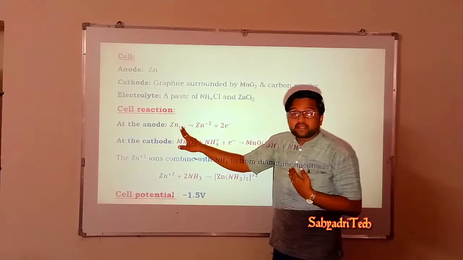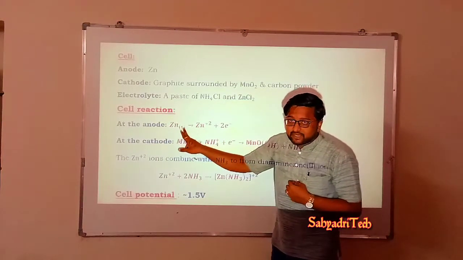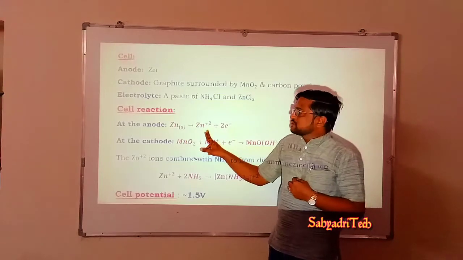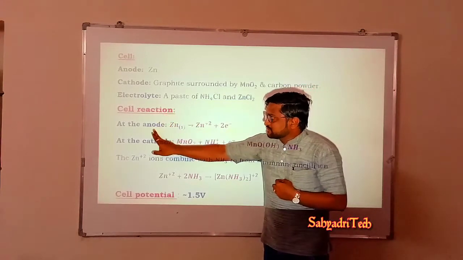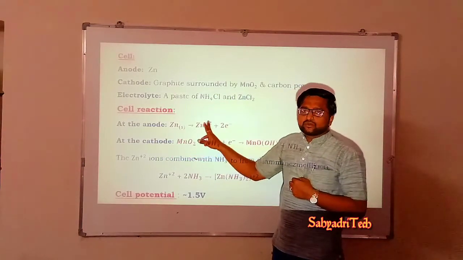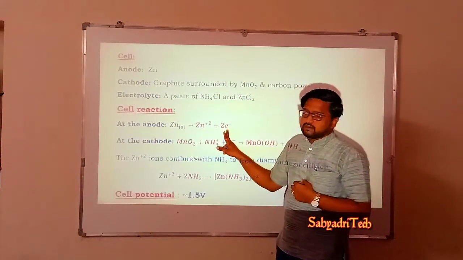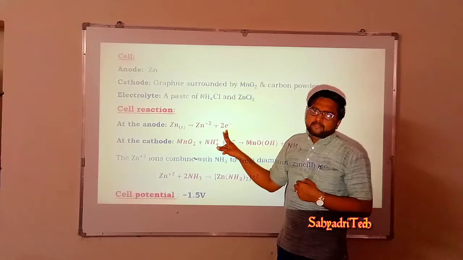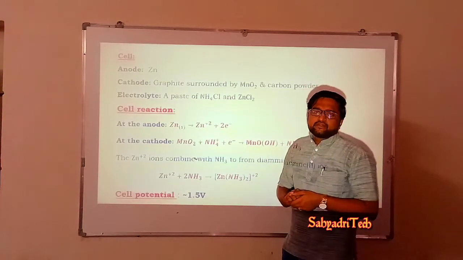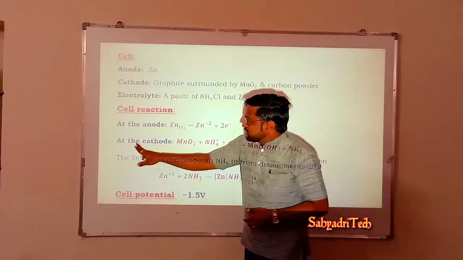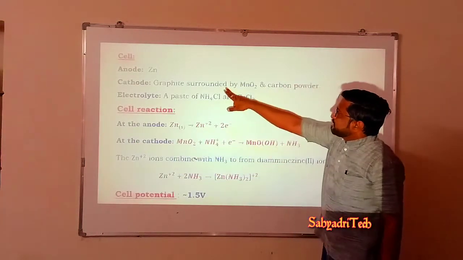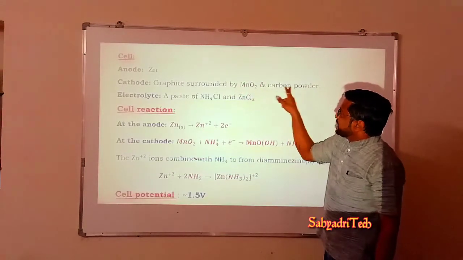Zinc atoms of the container undergo oxidation by losing 2 electrons. So when I consider the cell reaction, what I can say is, at the anode Zn gives rise to Zn2+ plus 2 electrons. So that is the reaction which takes place at the anode. Further, what about the cathode? At the cathode, a graphite rod surrounded by MnO2 and carbon powder.